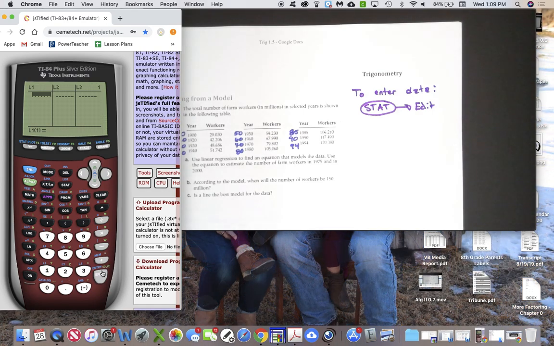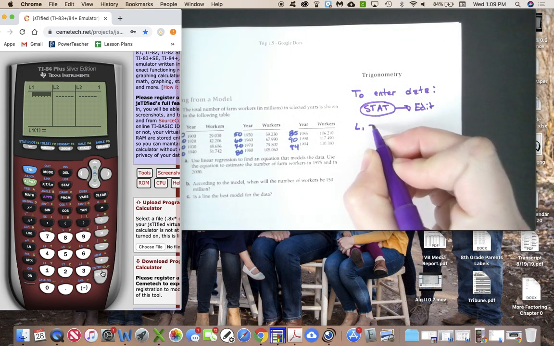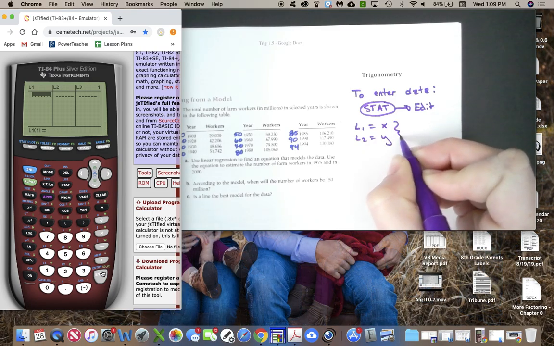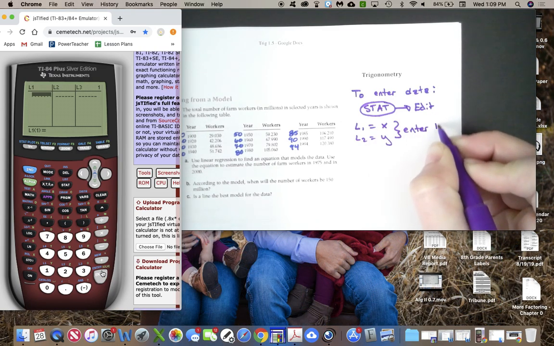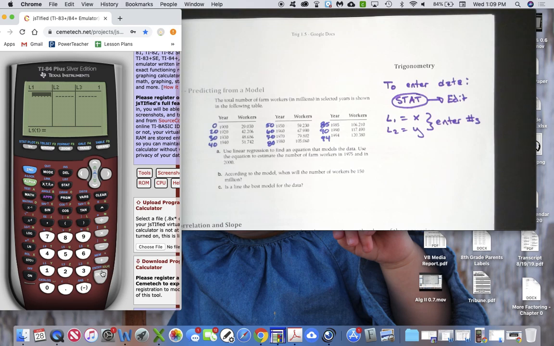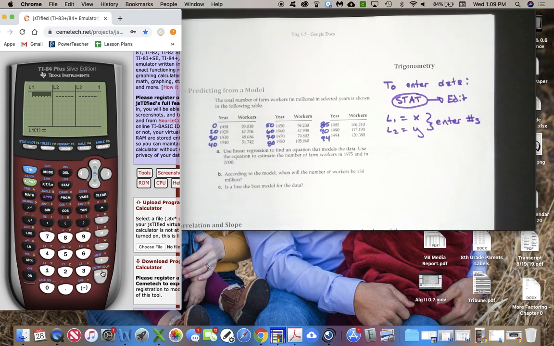List 1, list 2, list 3. I'm going to put my stuff in list 1. So list 1 equals the x's, list 2 equals the y's. Enter my numbers in. I'm going to enter them real quick. You do the same. Do all of list 1 first: 0, 20, 30, and so on, if you have not already done so.